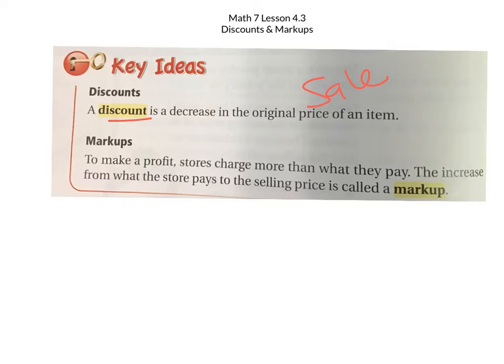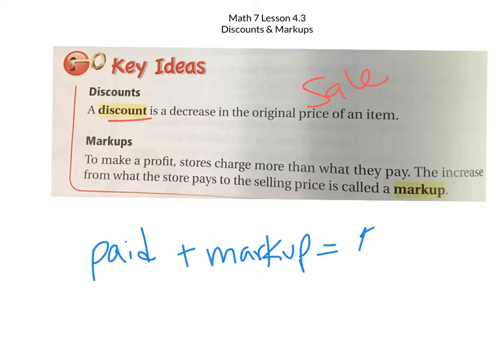So they take what they paid for the price. So that's the store's original cost. And then they mark it up. So this is how they make their profit. The markup is how much they make. And then that equals the new price that they're selling it for. Okay? So you're going to learn how to do both of these today. So let's look at example 1.